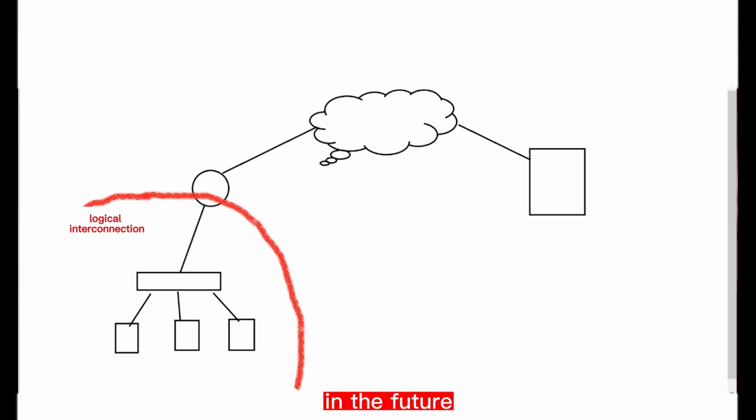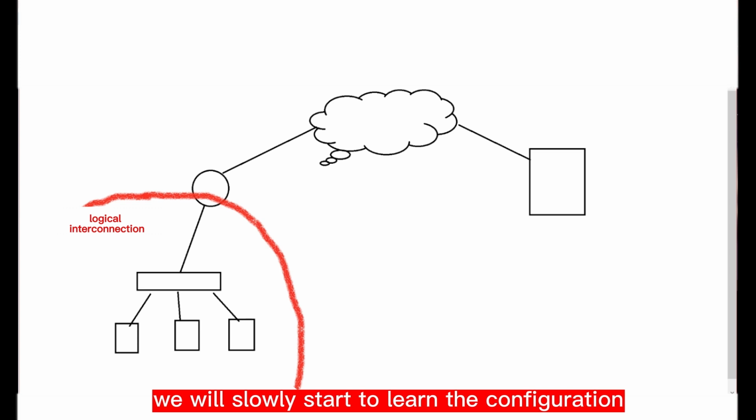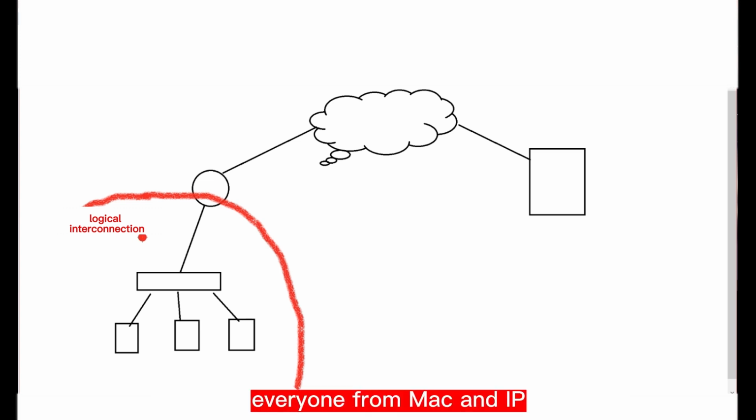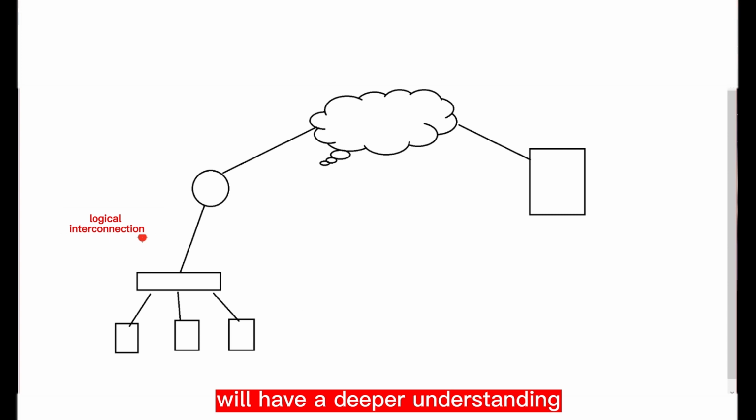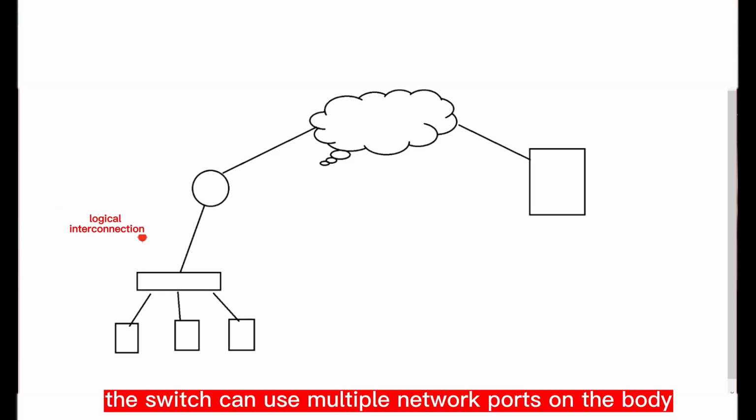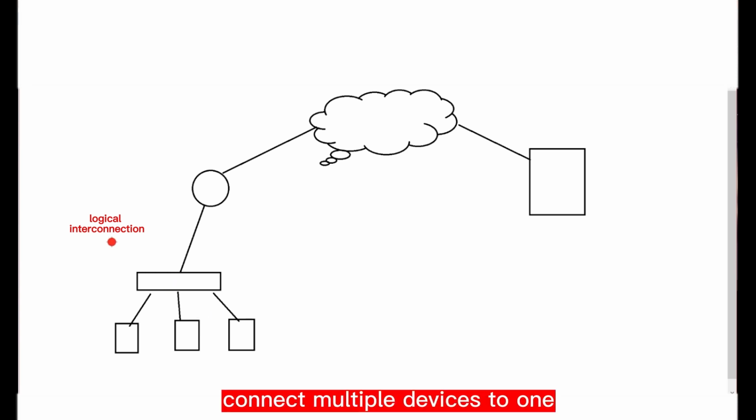In the future, we will slowly start to learn the configuration, and everyone will have a deeper understanding of MAC and IP. But in the early stage, everyone must have a basic impression. The switch can use multiple network ports on its body to connect multiple devices together. This state is called logical interconnection.